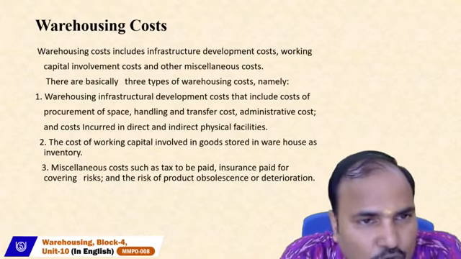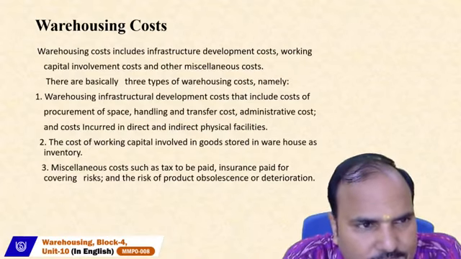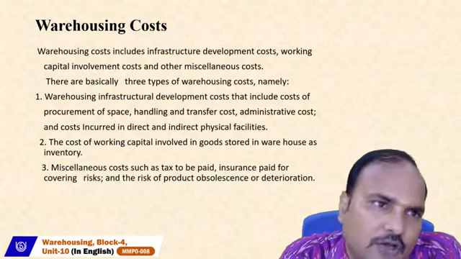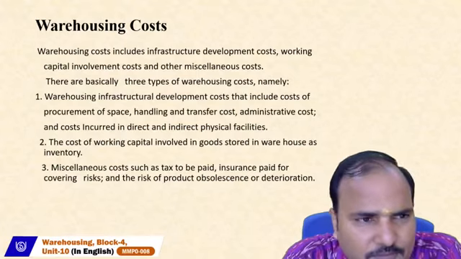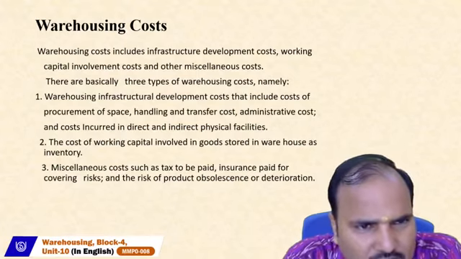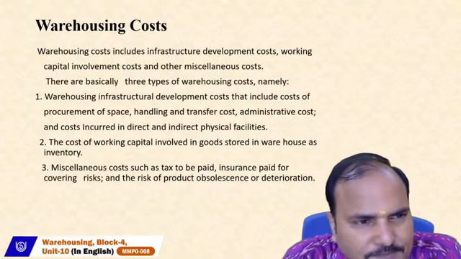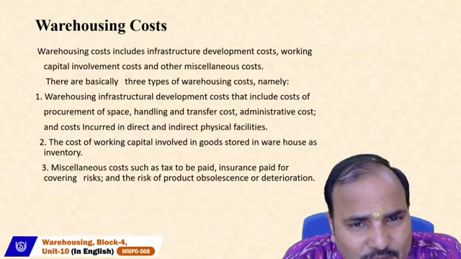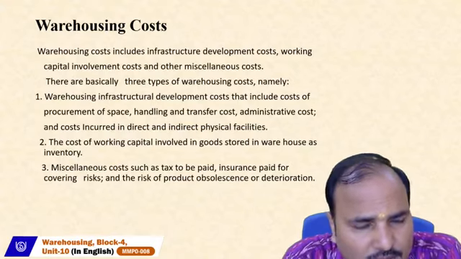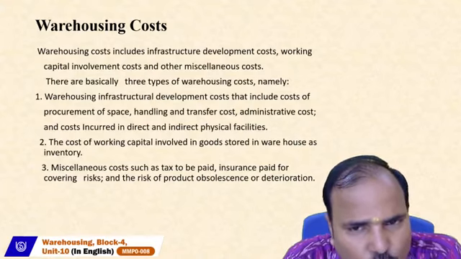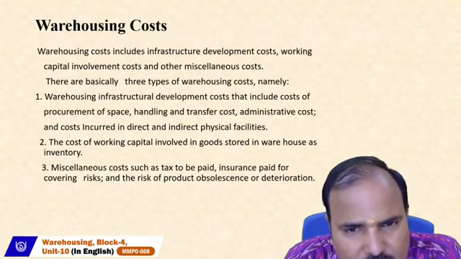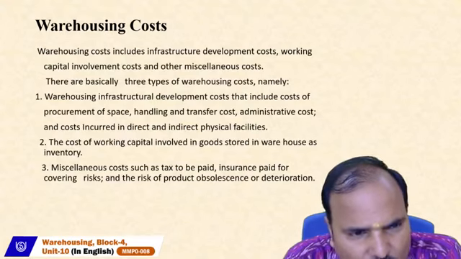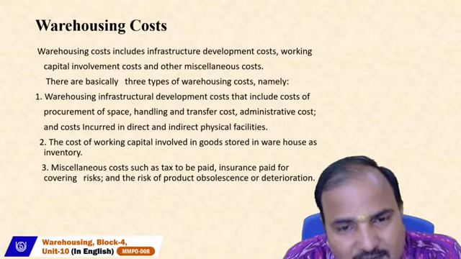Now, let us come to the cost point of view. What is warehousing cost? Basically, warehousing cost includes the infrastructure development cost, working capital involvement cost, and other miscellaneous costs. There are basically three types of warehousing cost. One is the warehousing infrastructural development cost, which includes the cost of procurement of space, handling and transfer cost, administrative cost, and costs incurred in direct and indirect physical facilities.